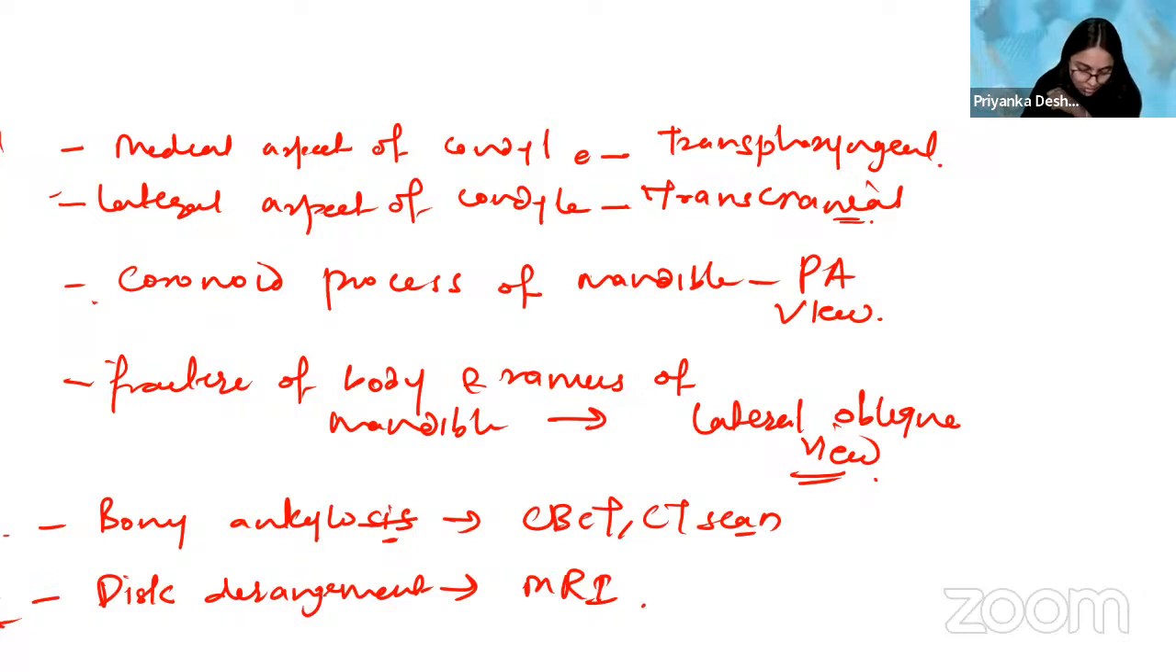Then, is fibrous dysplasia more common in maxilla? Yes. I mentioned that if it affects the mandible in rare cases, it will be seen with respect to the inferior alveolar canal. That is only when it affects the mandible, not the maxilla, that you differentiate with respect to the inferior alveolar canal.